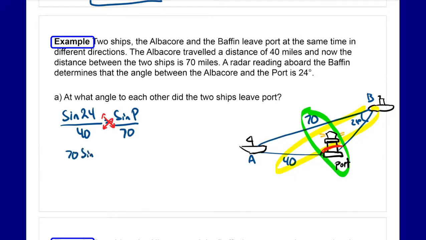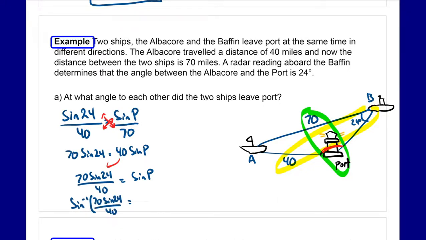We get 70 sine 24 is equal to 40 sine P. I want to move the 40 over, so it becomes 70 sine 24 divided by 40 equals sine P. To get P by itself, it becomes sine negative 1 of 70 sine 24 over 40, which will equal P. So going through and solving this, 70 times sine 24 divided by 40, and then the inverse of sine of that answer, we get that P is 45.3 degrees.